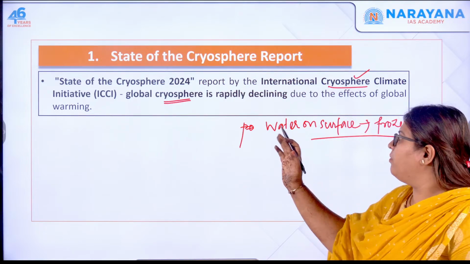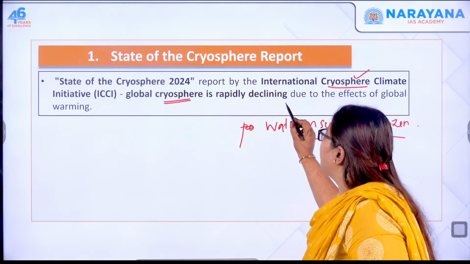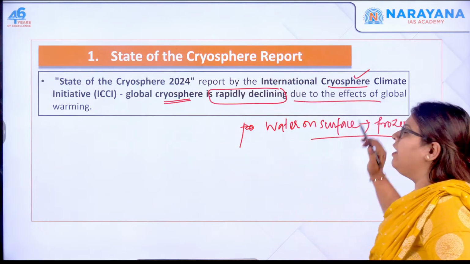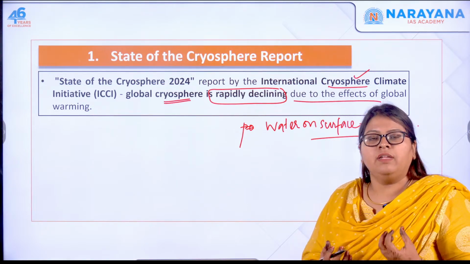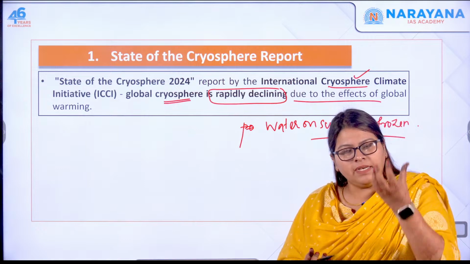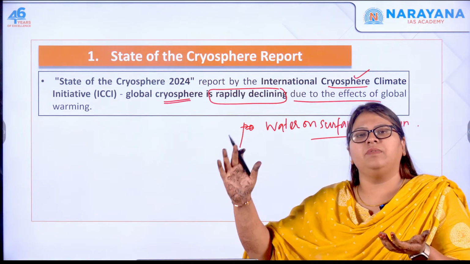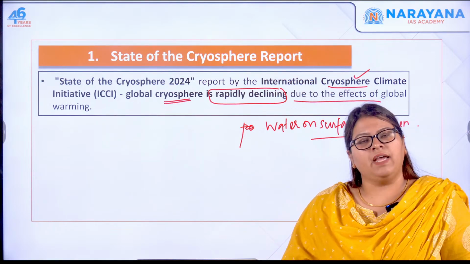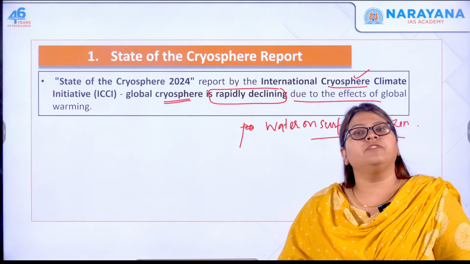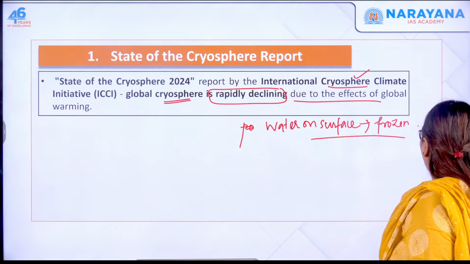And this particular report has warned that the global cryosphere is rapidly declining due to the effects of global warming, that is, increase in the temperature. That results in the melting of the ice. So when there's melting of the ice, there will be sea level rise, there will be submergence of the coastal areas, and then there will be loss of life and livelihood. So this is going to have a lot of social and economic impact as well. Okay, so this is what this particular report has stated.